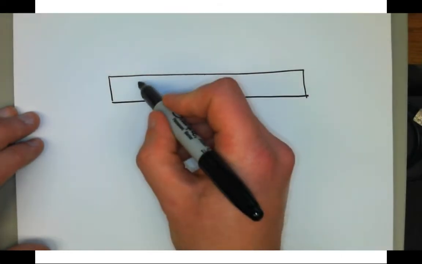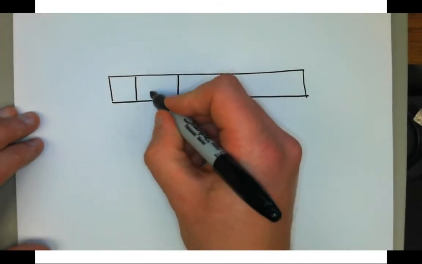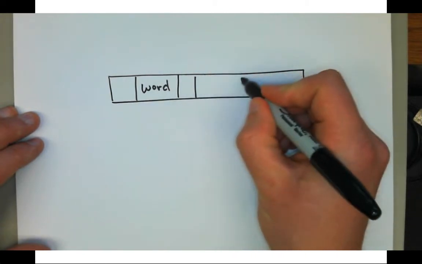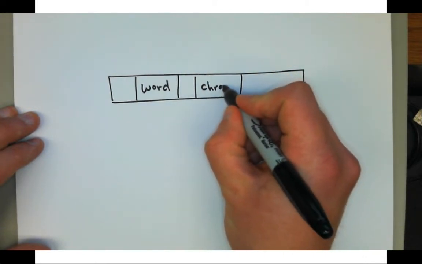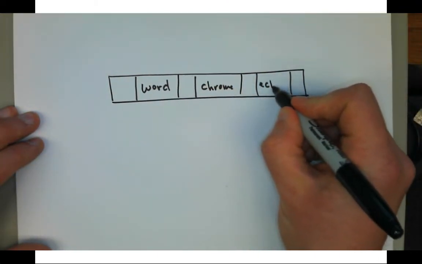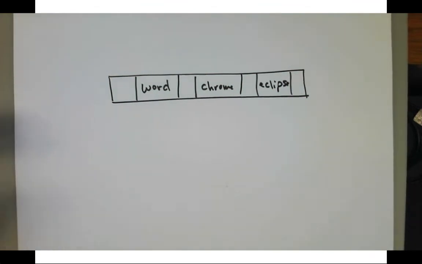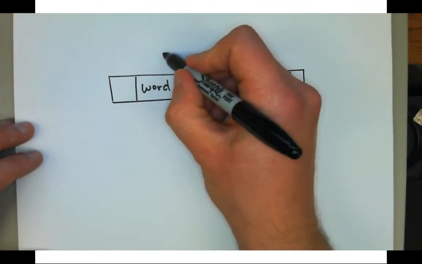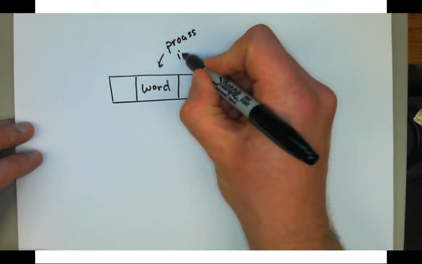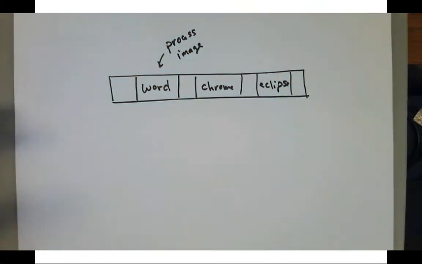Okay, so if this is our memory, and let's say we have a couple different programs running, maybe Microsoft Word, maybe Chrome browser, and maybe the Eclipse IDE. Okay, each one of these we call a process image. And again, a process image just represents a running program.